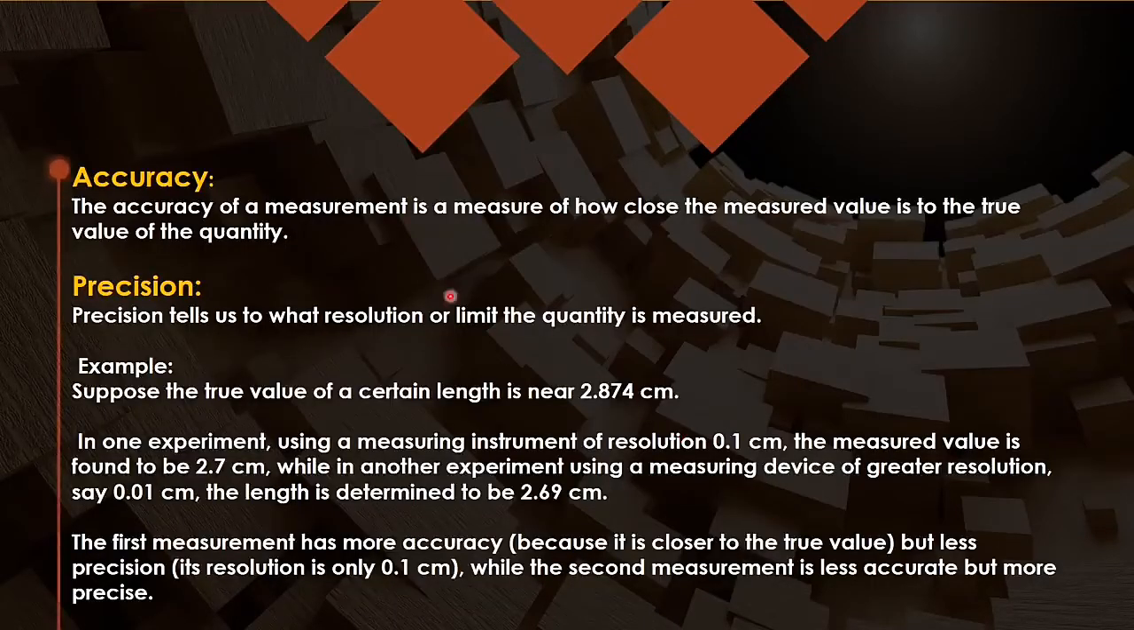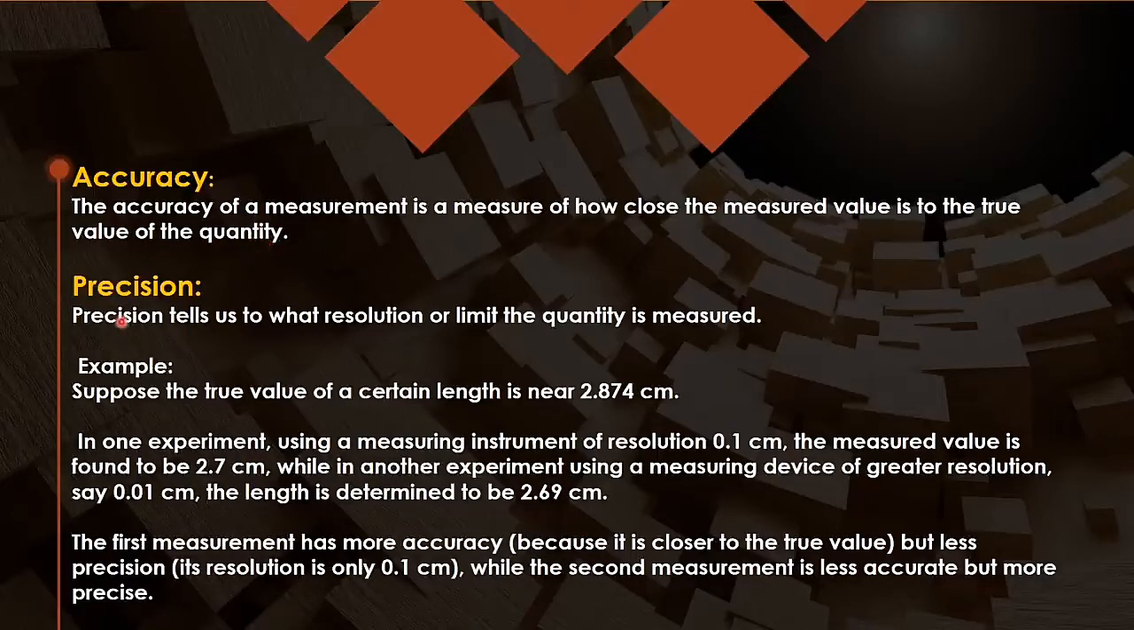So what is accuracy if I want to talk about? Accuracy means when I am taking any measurement, how close the measured value is to the true value. Like if I know the true value, then how close my observation is to the true value. If I am getting more close, it means I have done my experiment more accurately.